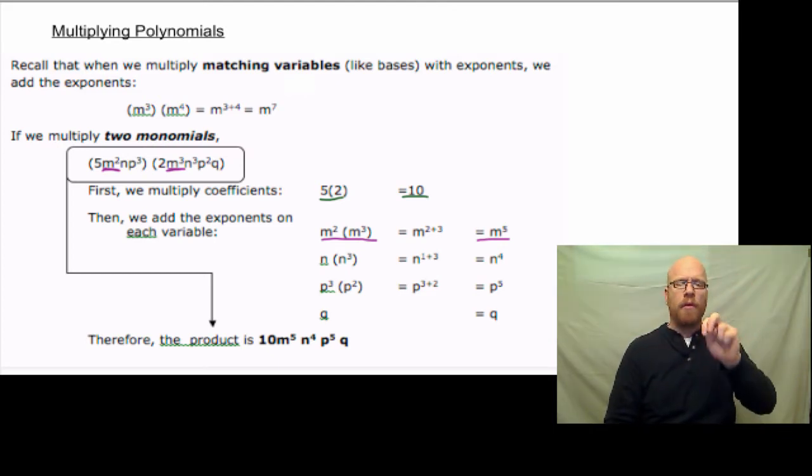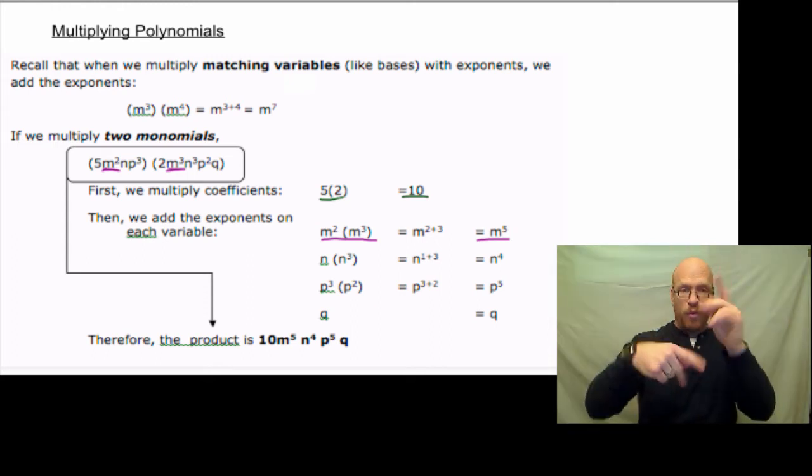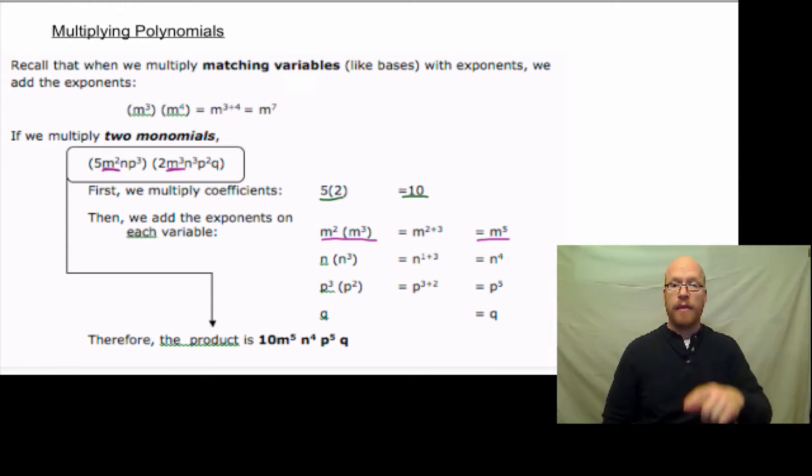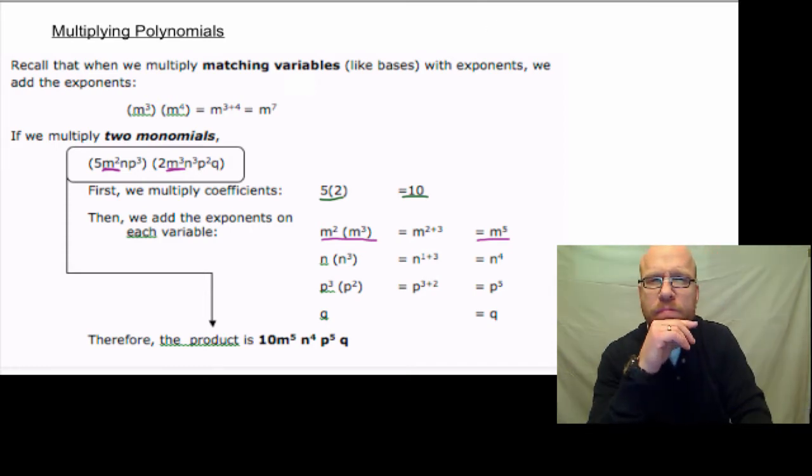Now let's look for our n variables. We have n times n cubed becomes n to the fourth. p cubed times p squared equals p to the fifth. Now we have q. Okay.